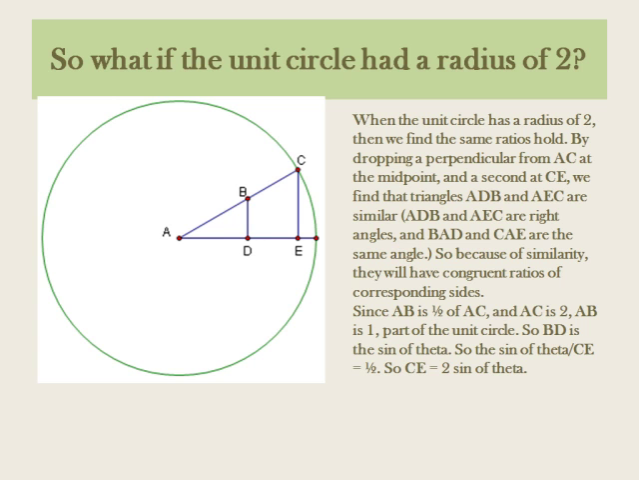So because of the similarity, they will have congruent ratios of corresponding sides. Since line AB is 1/2 of AC, and we're saying here that AC is 2, AB is 1, part of the unit circle. So line BD is the sine of theta. So the sine of theta divided by CE equals 1/2. Line CE equals 2 sine of theta.